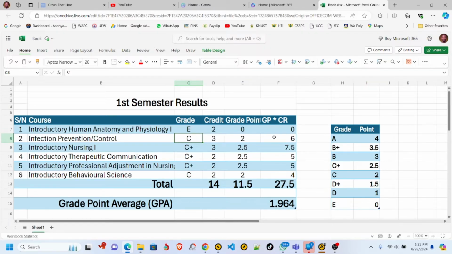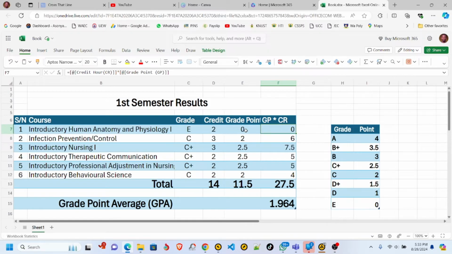So to get the grade point average, you need to multiply the credit hour by the GPA. That is how come we have this 2 multiplied by 0, and here we have 0. This GP here means grade point, this X simply means multiplication, and this CR simply means credit hour. So you have to take the credit hour and then multiply it by the grade point.